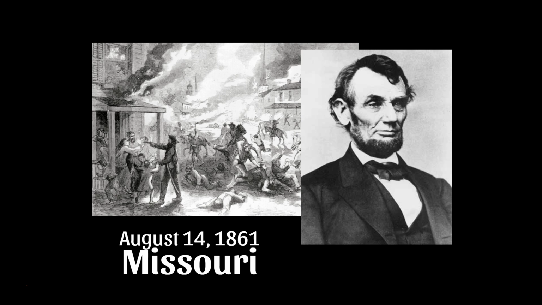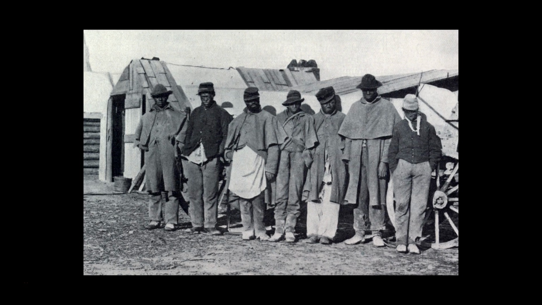At the same time, Union officers, some of whom were abolitionists, tried to organize units of free black soldiers. At first, Lincoln refused to accept these units, saying he must keep this a white man's war, but as the war continued, it became clear that this policy was counterproductive.